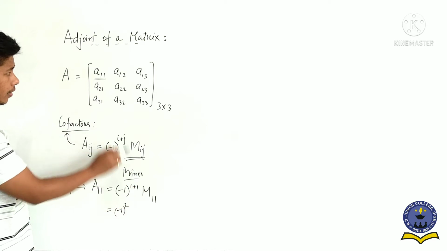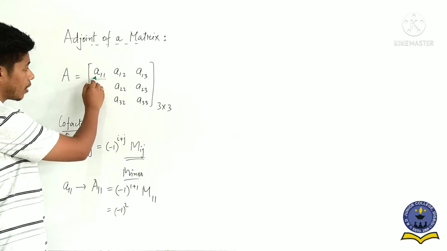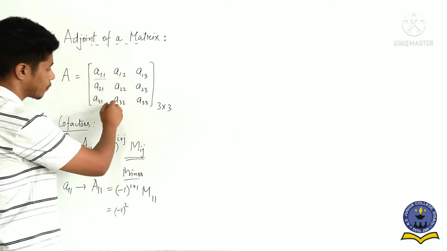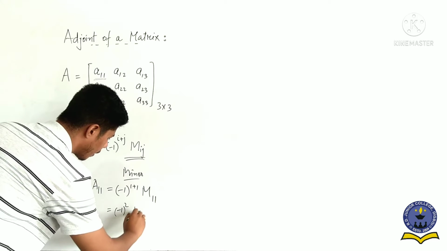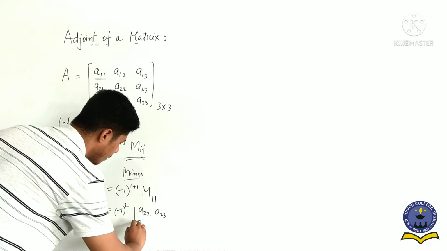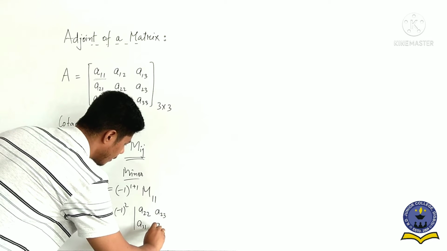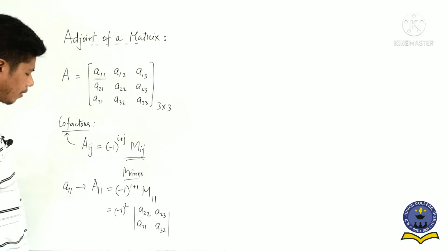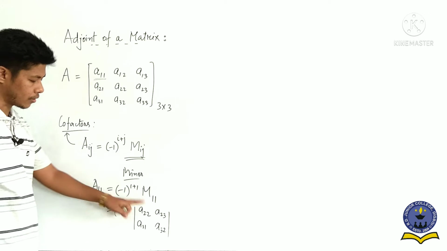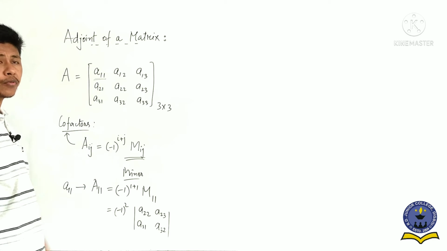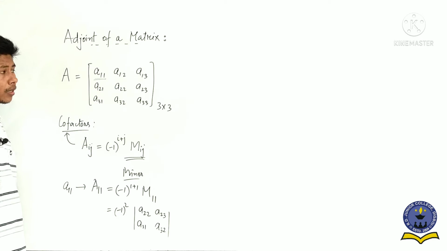How can we find out minor? I repeat this one. For this A11 we have to eliminate this row and column, so here these 4 elements remain, and these 4 elements we write A22, A23, and this one we write A31, and this one we write A32. So in this way actually we have to find out the cofactors, and this one is the minor. So in this way, for each and every element easily we can find out the cofactor, isn't it?